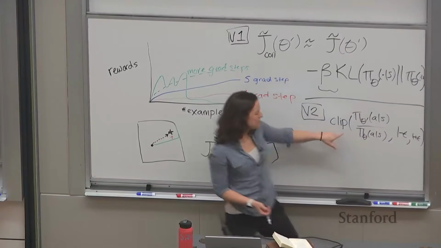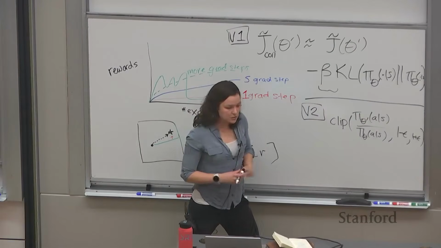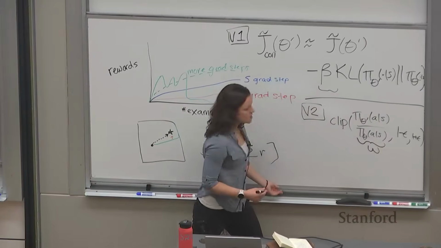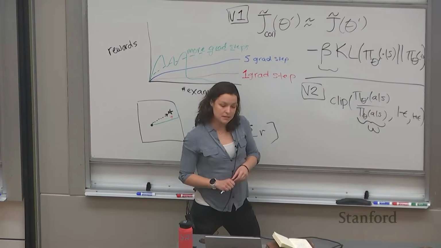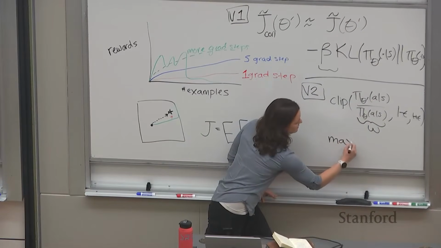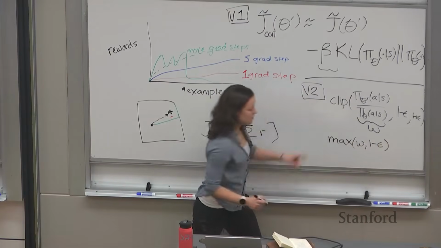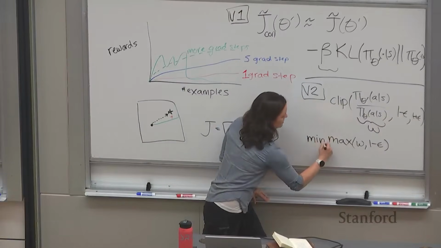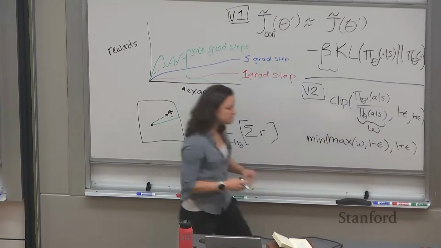Now this clipping is a little bit informal. If I were to write this out mathematically, let's call this weight right here W. Then if we wanted to clip it below by 1 minus epsilon, we would be taking the max between W and 1 minus epsilon. And if we wanted to then clip this above by 1 plus epsilon, then we'd be taking the min between this and 1 plus epsilon.